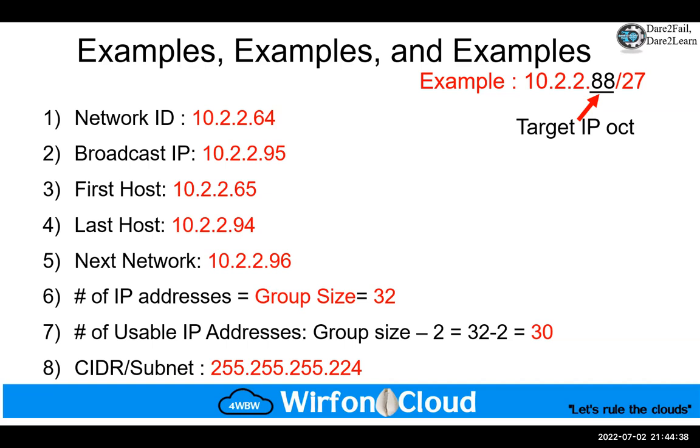From there, we know we can find our broadcast IP. Our broadcast IP is 1 IP less than the next network. So it's 10.2.2.95. And from the increments of the group size, we had 64 before we had 96, and our target IP octet falls within that range. So we know our network ID begins at 64. So we have 10.2.2.64. And from there, we could find our first host, which is 1 plus the network ID, so we get 65. So we get 10.2.2.65. And the last host is the broadcast IP minus 1. So that gives us 10.2.2.90. And that takes care of this example.